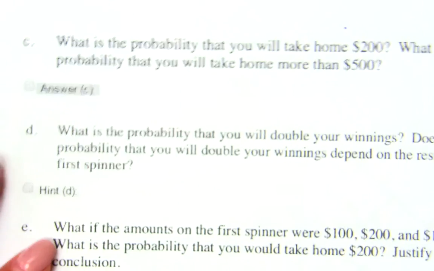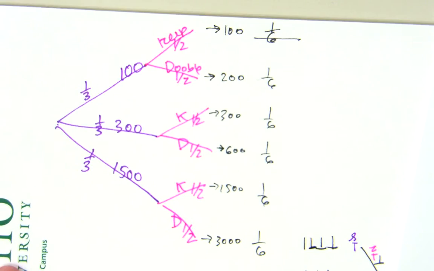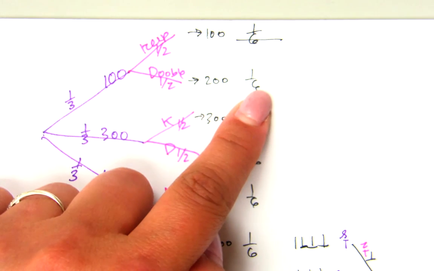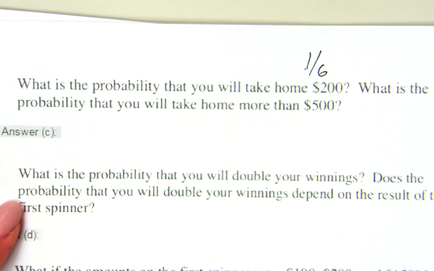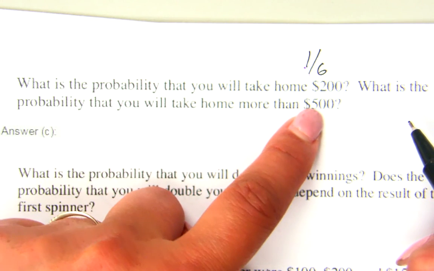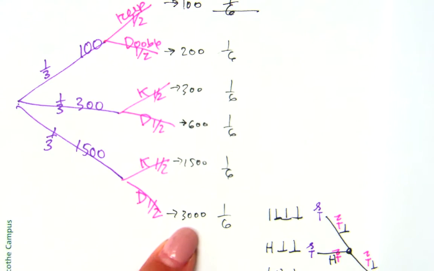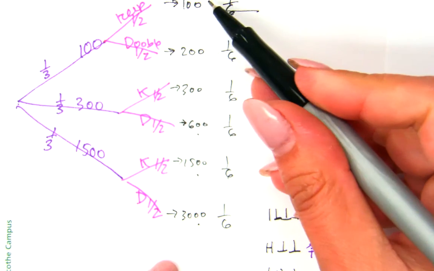What is the probability that you will take home $200? Okay, well, if we look on here, $200 would be, okay, right here. So you have a 1 in 6 chance of getting $200. What is the probability that you would take home more than $500? That's not including 500, because first of all, we don't have anything like that here. But more than 500 would be this one, and this one, because everything else is less than.